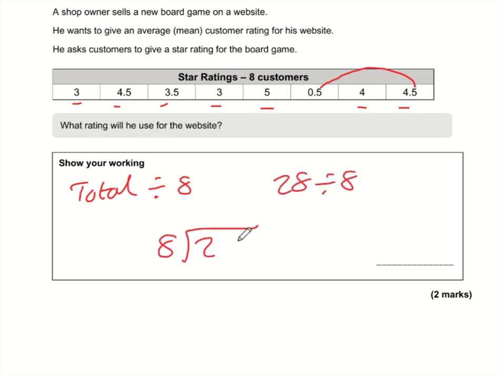So I'll do a bus stop method here. 2 divided by 8 is 0, move the 2 across. 28 divided by 8 is 3. 3 eights are 24, so that's a remainder of 4. We've kind of run out of numbers here, so I'll put down a decimal point and a 0, and now I can park the 4 on the 0 to make a 40. And 40 divided by 8 is 5, so the mean is 3.5.